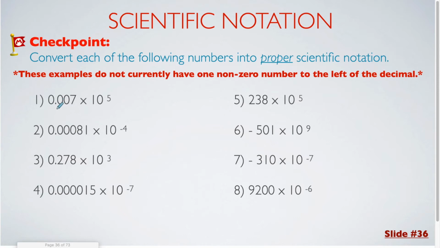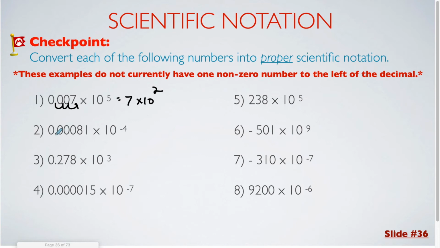All right, so currently for number 1, my decimal is right here. I need to slide it over 1, 2, 3 places to the right. Now this is where that concept of balance comes into play. I made my coefficient bigger by a factor of 3 by bringing it to the right. That means my exponent needs to go down by 3. So 5 minus 3 is going to be 2. So that is my proper scientific notation.